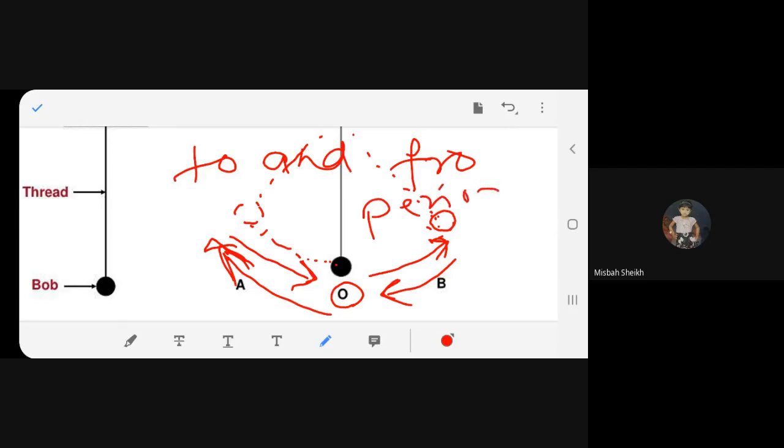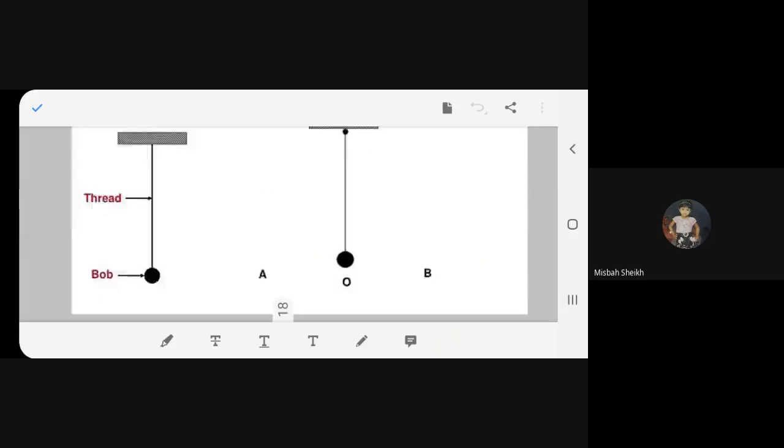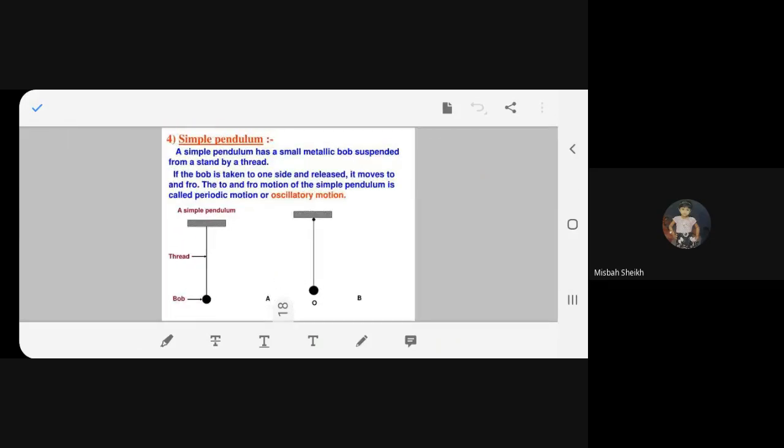periodic, which is known as periodic, oscillatory. Got it? All of you? Yes. Nicely? Okay, no doubt, beta? So we have understood this much.